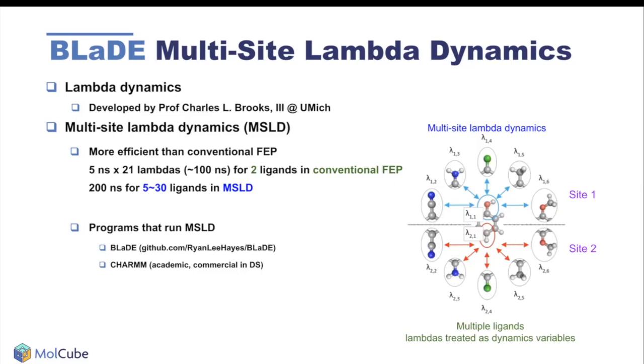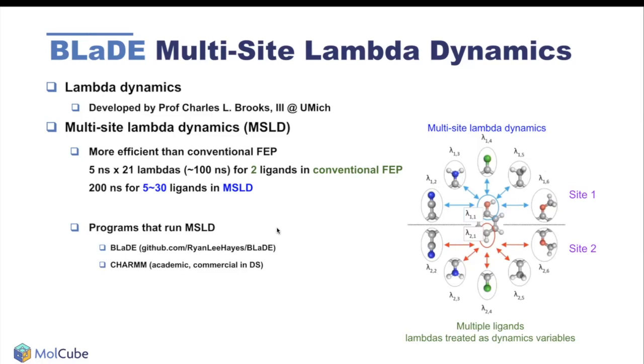In conventional FEP simulation for just one pair of ligands, we need around 100 nanoseconds of simulation if we use 0.05 step size for lambda, and each lambda runs about 5 nanoseconds. However, in the MSLD method, we only need 200 to 250 nanoseconds of simulation to cover 5 to 30 ligands with just one simulation run.